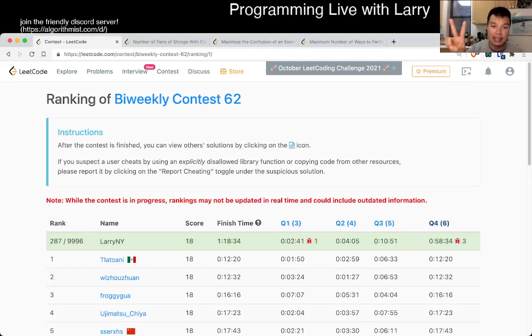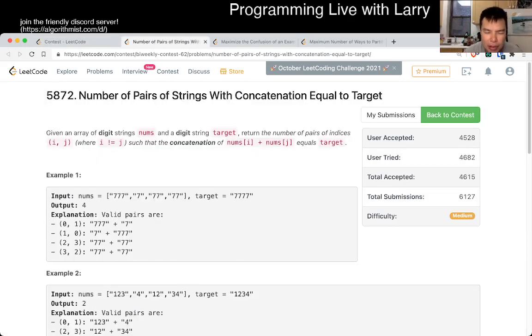This is me going over Biweekly Contest 62, Q2: Number of Pairs of Strings with Concatenation Equal to Target. So this one was a weird one for me. I actually ended up taking longer than I normally would have because I just thought this was a little too straightforward. I think this problem is about looking at the problem constraints and being really careful with it, and in this case, I was not careful about it.